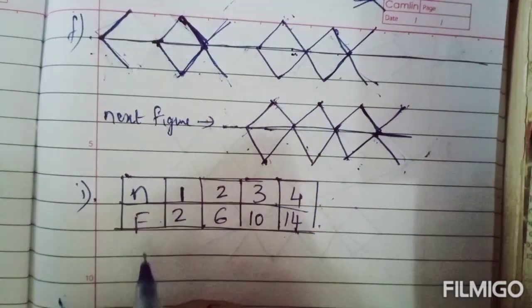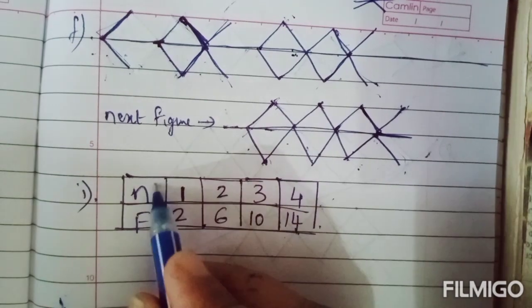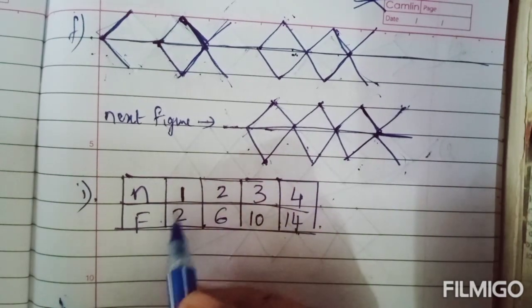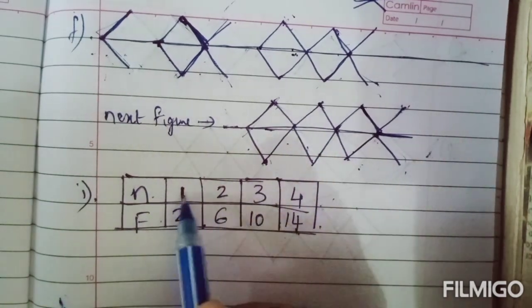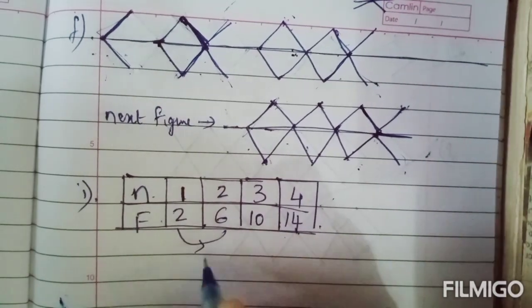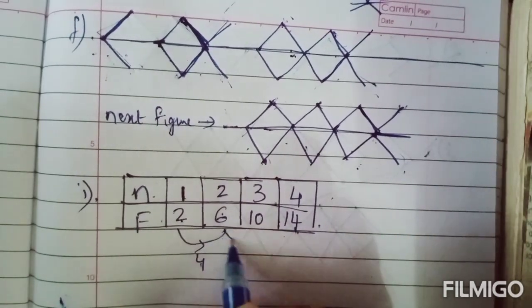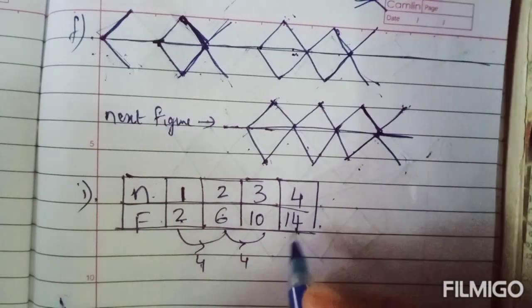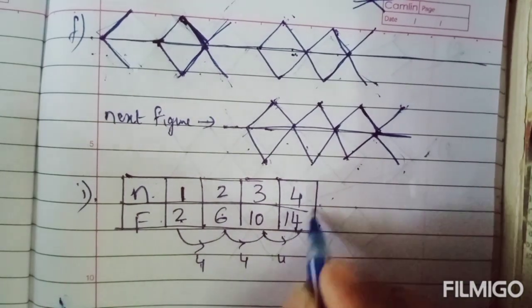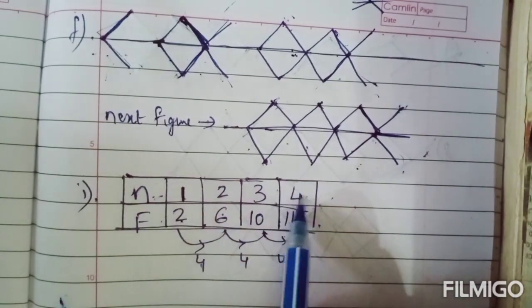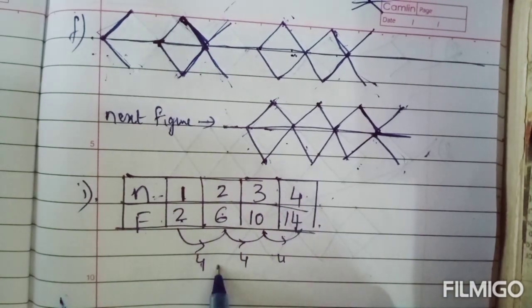In order to write f in terms of n, what to do? We can compare n and f. As n increases by 1, f increases by 4. 2 plus 4 is 6. 6 plus 4 is 10. 10 plus 4 is 14. So as n increases by 1, f increases by 4.